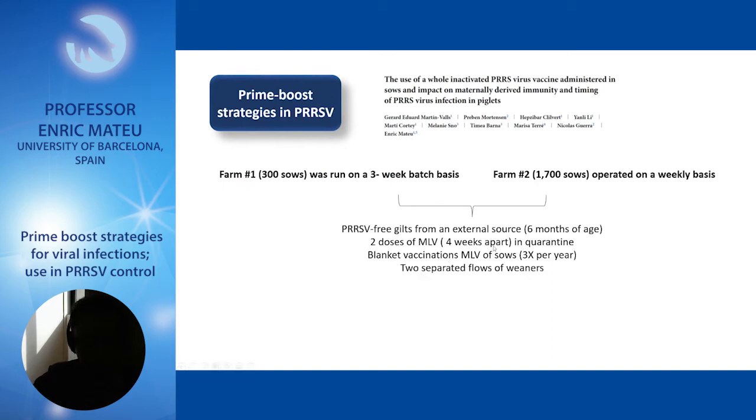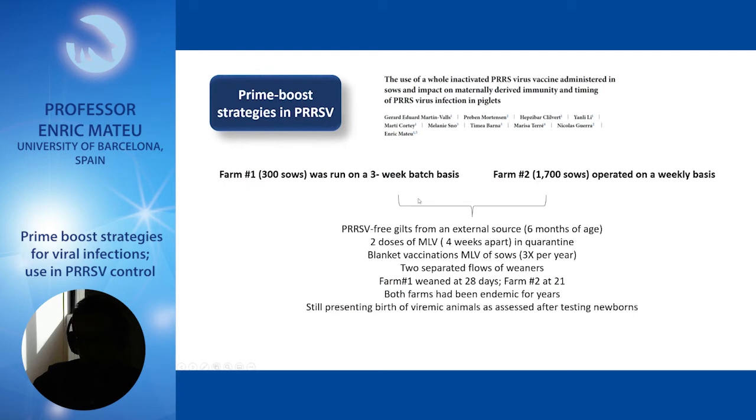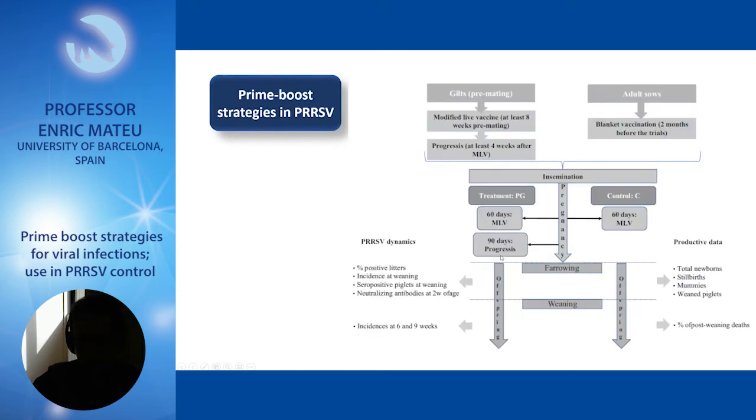Both farms had 2 separated flows of weaners, so you can compare these two rooms having different animals subjected to different treatments, and Farm 1 was weaning at 28 days, while Farm 2 was weaning at 21 days of age. Both farms had been endemic for years for PRRS. At the moment of starting the study, both farms still had viremic animals at birth.